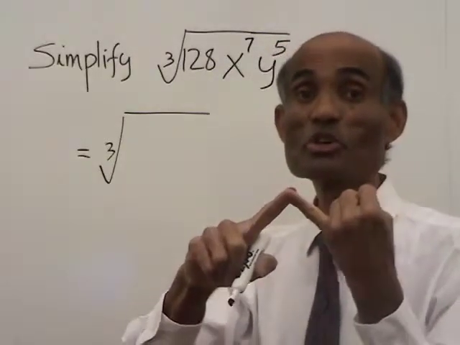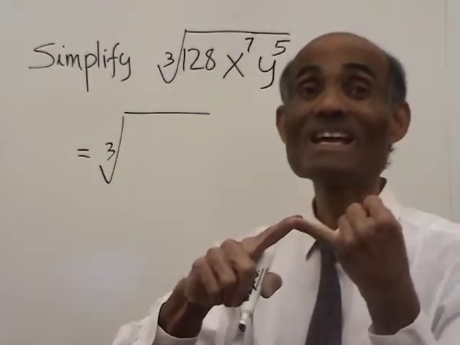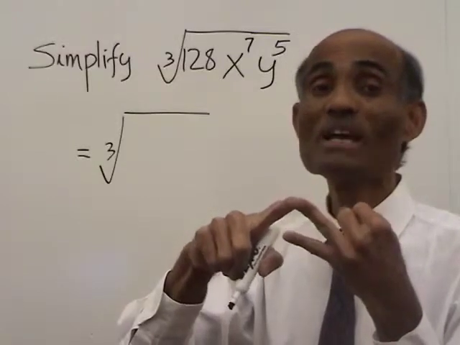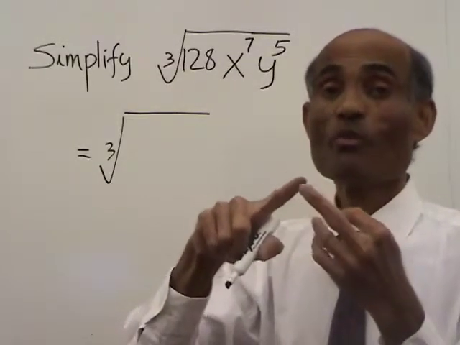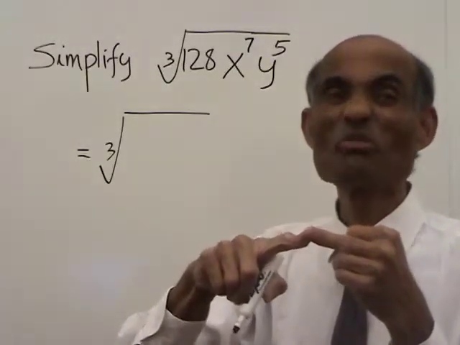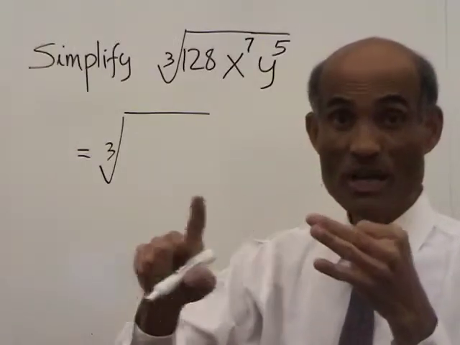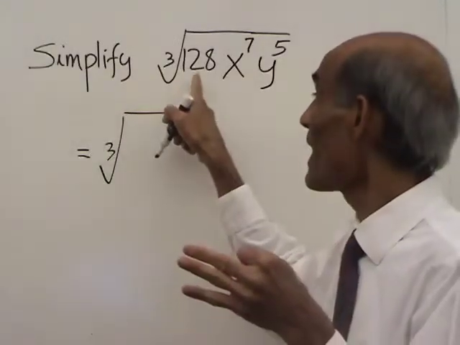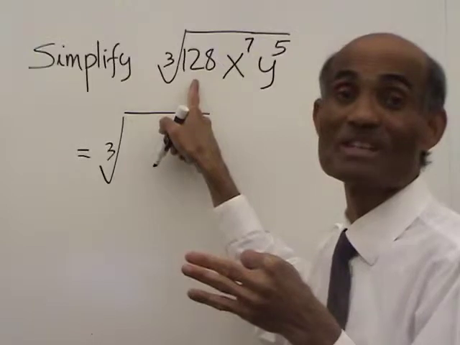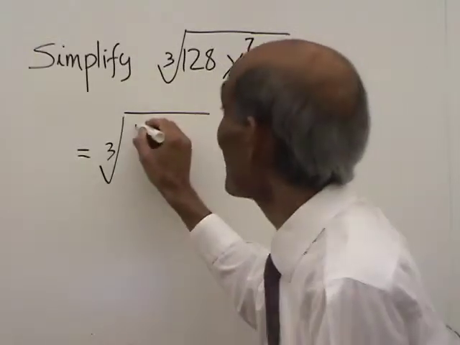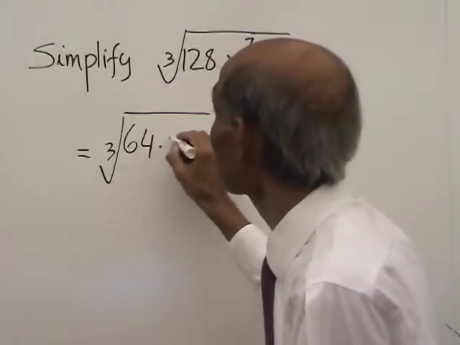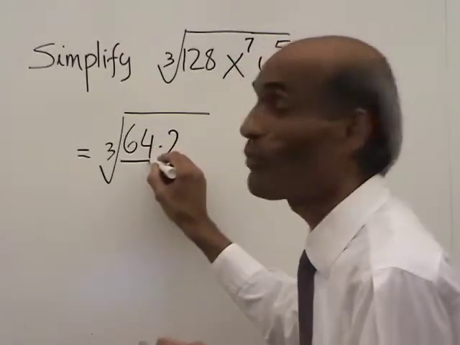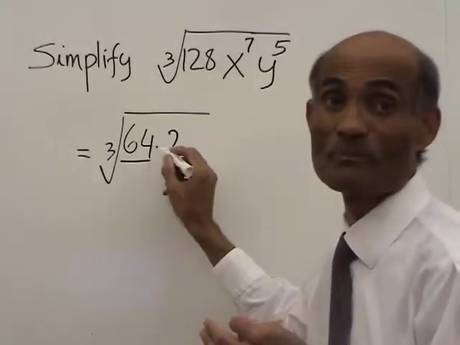I told you to remember all the perfect cubes. The first perfect cube is 2 cubed, that is 8. 3 cubed is 27. 4 cubed is 64. You see, once you know that, you know 64 times 2 is 128. So that will be 64 times 2. 64 is the perfect cube.